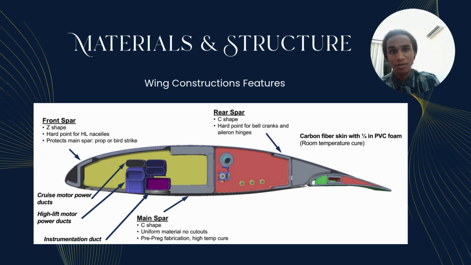The rear spar, also C-shaped, handles belt cranks and aileron hinge loads. The skin itself is carbon fiber with a quarter-inch PVC foam core cured at room temperature, a sandwich construction that resists torsion while keeping weight low. Running through the interior, you have separate power ducts for the cruise and high lift motors, plus instrumentation ducts, all integrated into the structural layout without disrupting the primary load path.